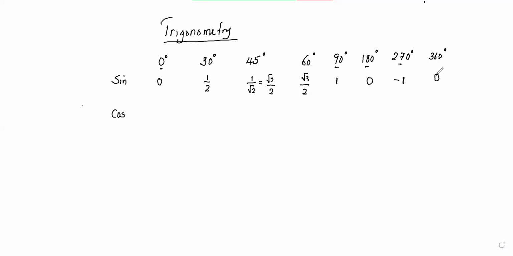Okay, so for cos, this is 1, this is root 3 over 2, this is root 2 over 2, this is half, this is 0. So now at 90, we get 0, then negative 1 at 180, then 0, then 1.